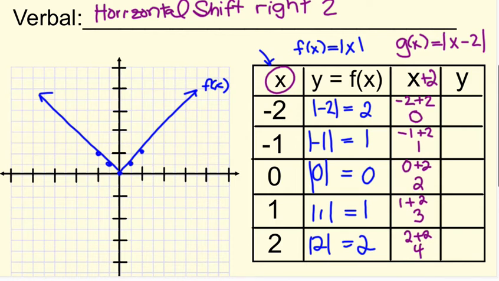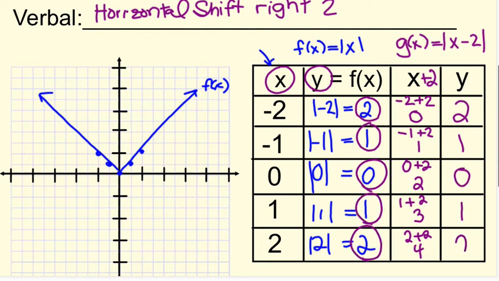All right. Now, all of our y values are not going to change. So all these numbers are going to stay the same. So 2, 1, 0, 1, 2. All right, let's go ahead and graph these now.